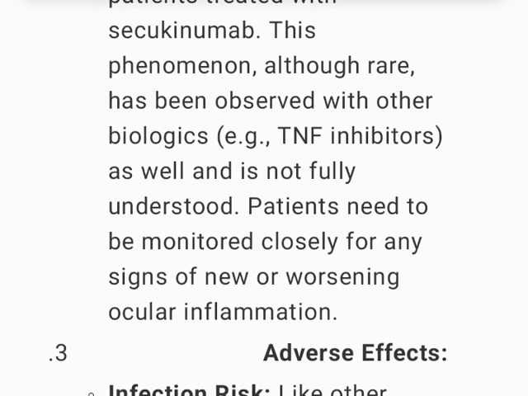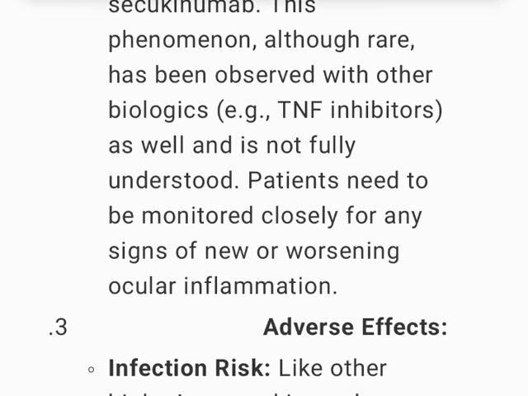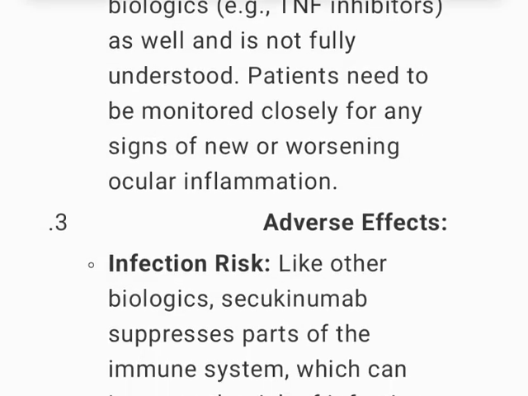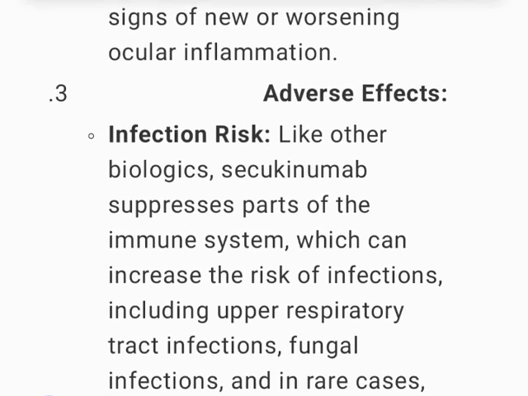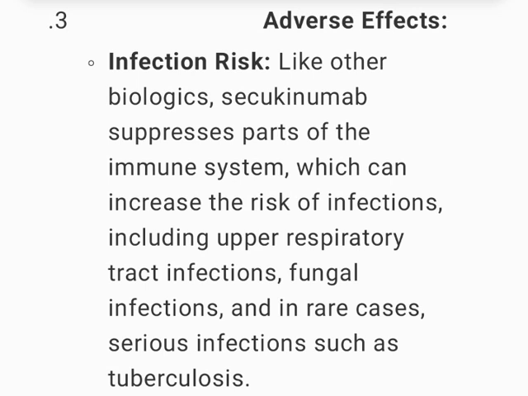This phenomenon, although rare, has been observed with other biologics, e.g., TNF inhibitors, as well, and is not fully understood. Patients need to be monitored closely for any signs of new or worsening ocular inflammation. 3. Adverse effects. Infection risk.